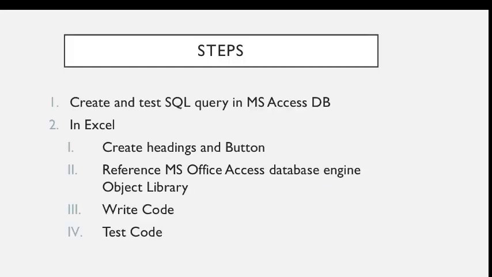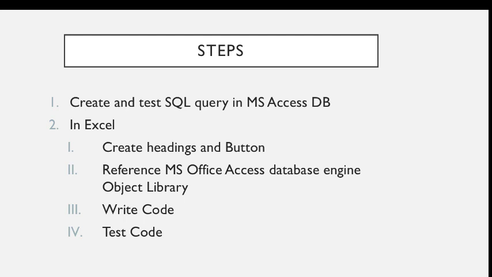The steps we're going to go through in building our VBA script are, first, before we actually write the script, we're going to create and test the SQL query in Microsoft Access. We want to make sure that our SQL is correct and that it works against the data, so that when we're in VBA, we know we've got a valid SQL script. There aren't any bugs in the script and things are working.